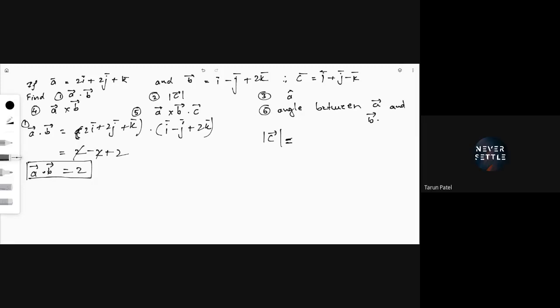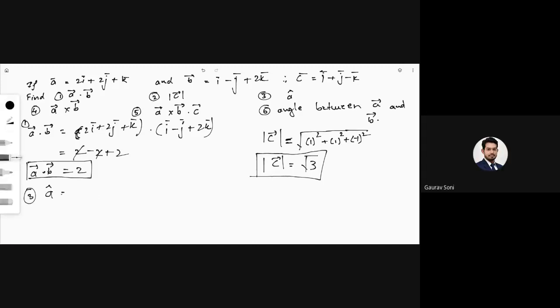Hello, sir. One. Yes, Tarun. Sir, answer is one. How come it is one? Sir, under root one square plus one square plus minus one square. So it is under root 3. Oh, so sorry. Sir, yes, sir. Under root three. Third.